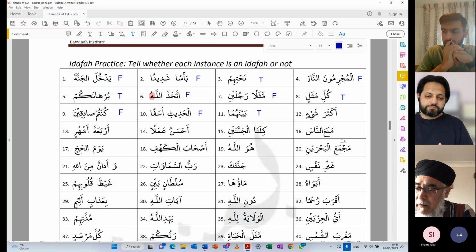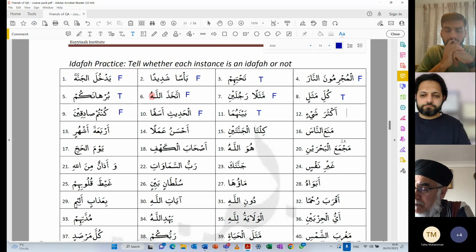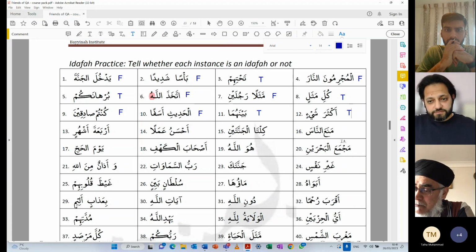Aksara shay'in. This is also idafa. This is also mudaf and mudaf ilayh, yes. Correct. It's an idafa relationship. Aksara is light, no al, followed by jar.